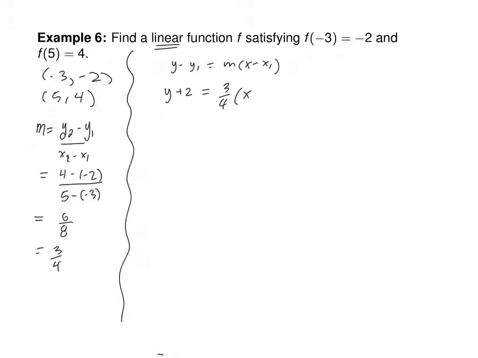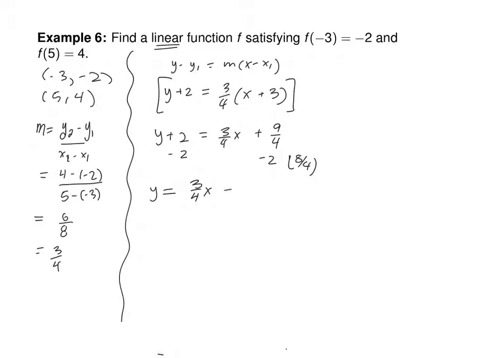3/4 times x plus 3. Technically, I didn't say to solve for y, so you could stop there, but let's do it just to make sure that we can. y plus 2 equals 3/4 x plus, what's 3/4 times 3? 9/4. And then you're going to take away 2. So what do you need to take away 2 from 9/4? Common denominator, so that's the same thing as 8/4, so 1/4.